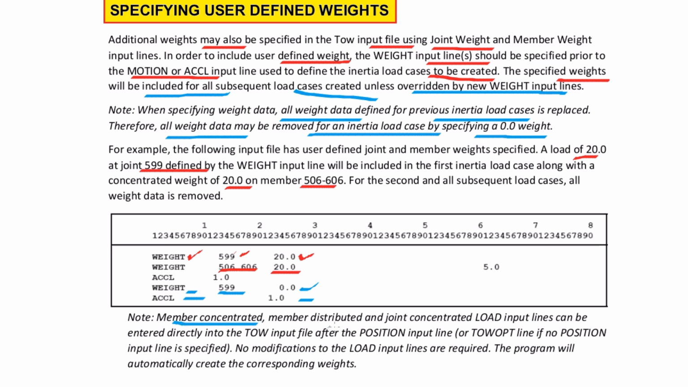Member constant load, member distributed load and joint constant load input lines can be entered directly into the tau input file after the position input line. If no position input line is specified, no modifications to the load input lines are required, and the program will automatically create the corresponding weights.